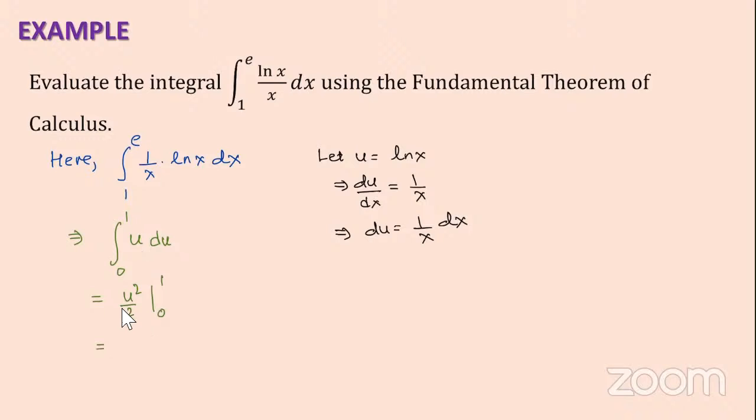And this can be simplified using the fundamental theorem of calculus. That is, we plug in the upper limit, subtract and plug in the lower limit. If we plug in 1, it will be 1 squared over 2, which is 1 over 2. Minus, if you plug in 0, it will be 0 squared over 2, which is 0. That is equal to half. So that is the value of the integral given here.